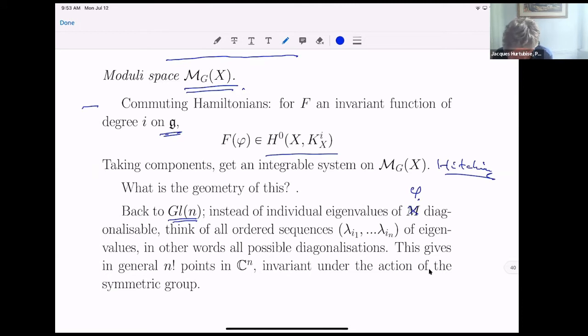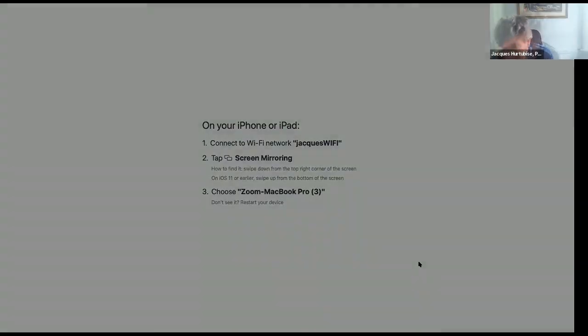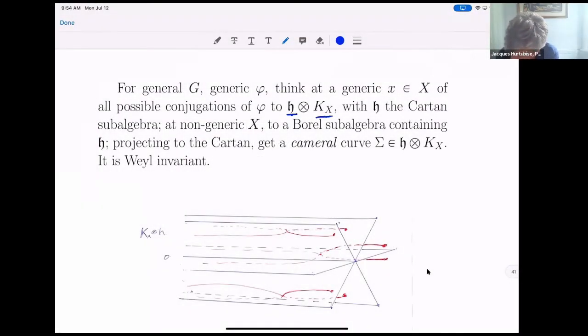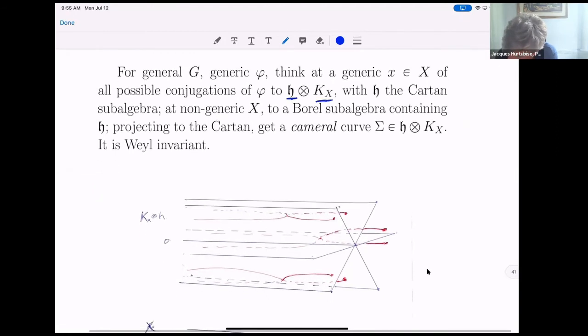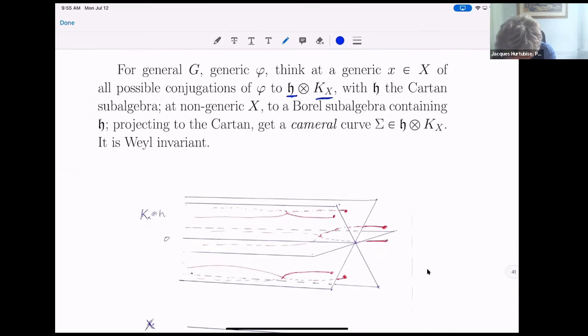So I want you to think, for general G and generic phi, generic X, of all possible conjugations of phi to the Cartan subalgebra. So you'll be seeing a Weyl group's worth of points in general. So I've sort of drawn them here for one point, right? And you're getting a Weyl orbit. So this is the case of, I suppose, SL_3.